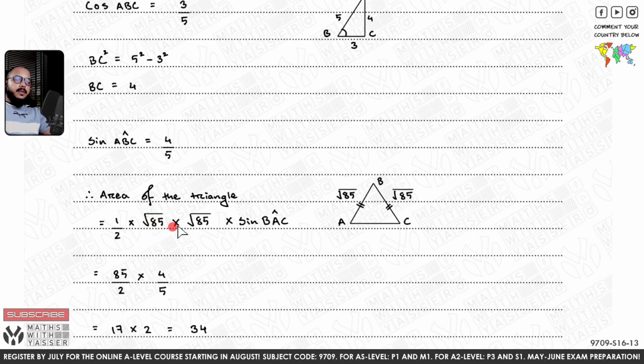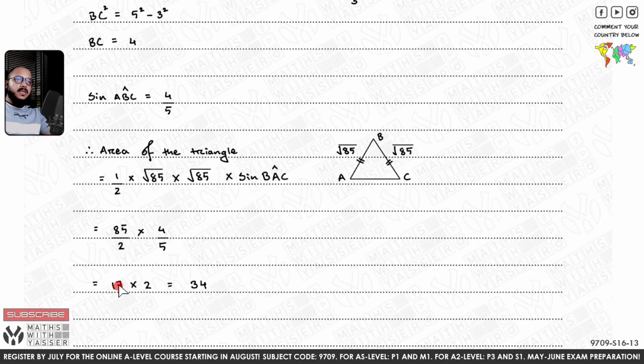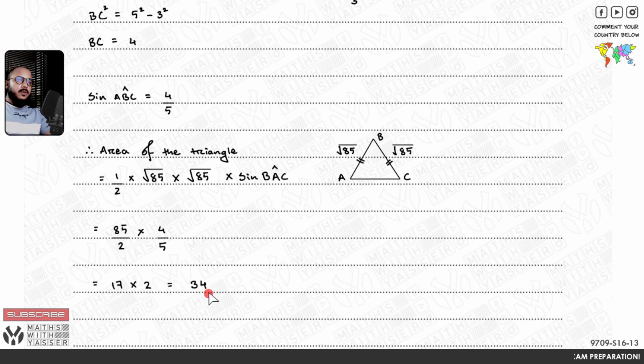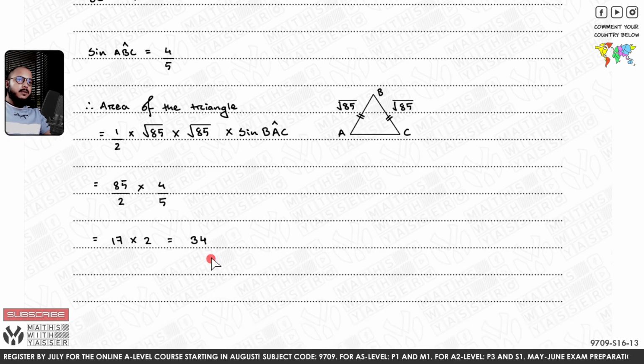So we are getting root 85 multiplied with itself, which makes it just 85 over 2 times sine, sorry, this will not be BAC, this will be ABC. I think I made a typo error. So it will be ABC, which is 4 over 5. So 17 over 2 times 2 gives you 34. So this is the exact area of the triangle.